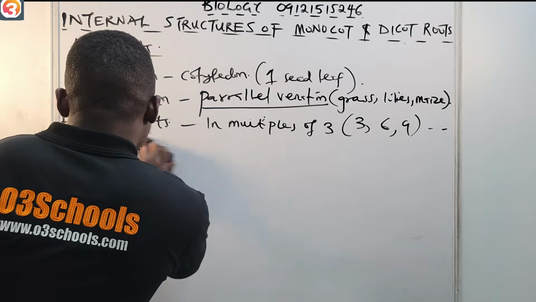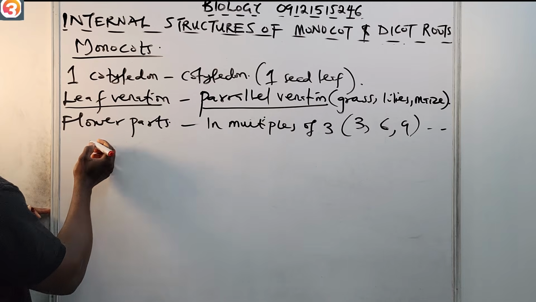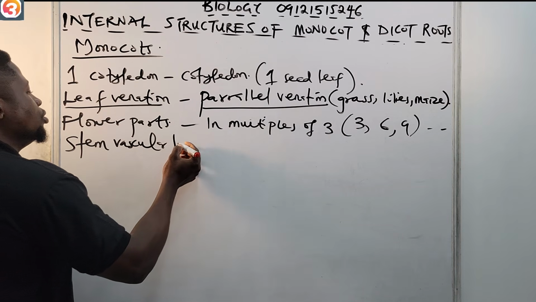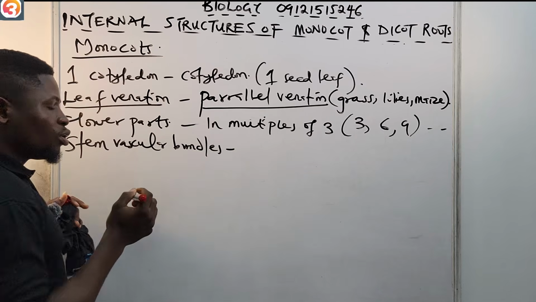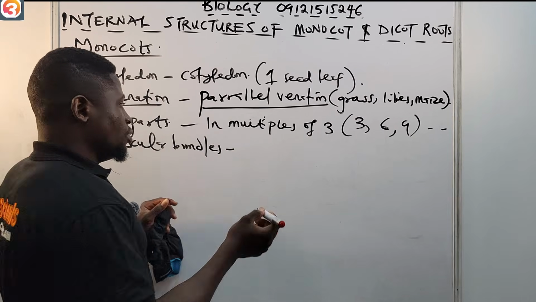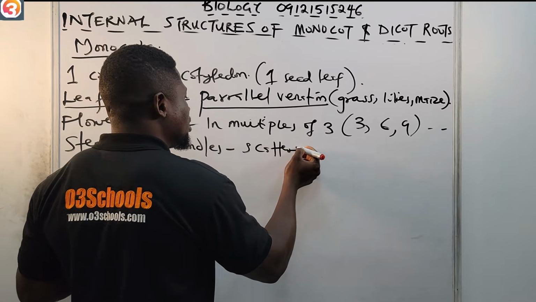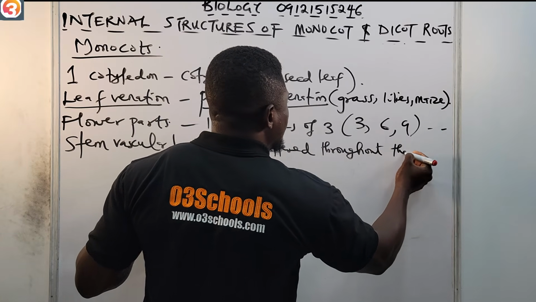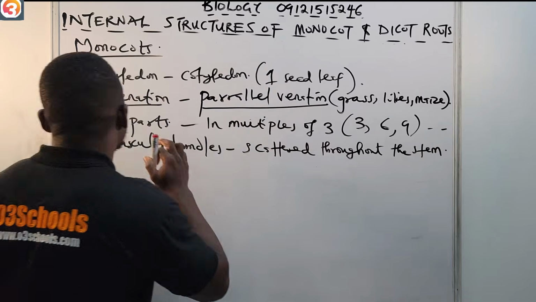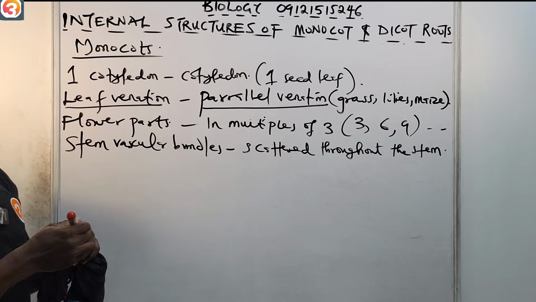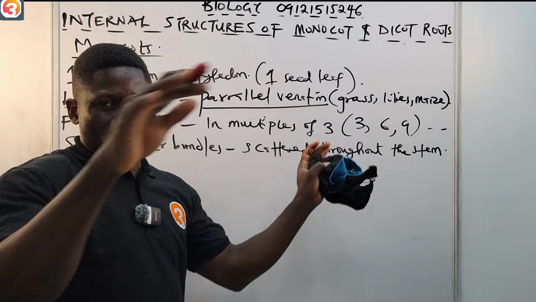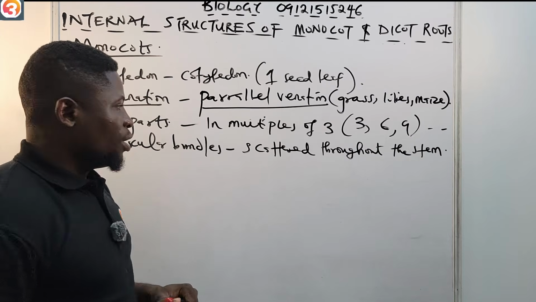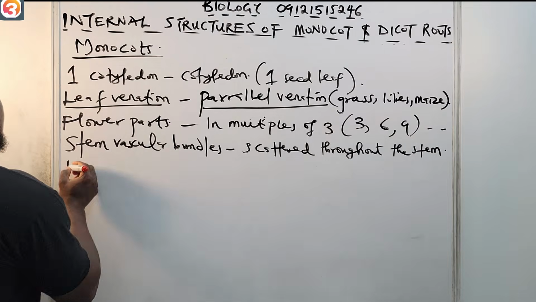Also, there are stem vascular bundles. For monocots, they are scattered throughout the stem. For a monocot, the stem vascular bundle is scattered throughout the stem. All right, so please take note of that. Also, we arrange them in terms of root system.